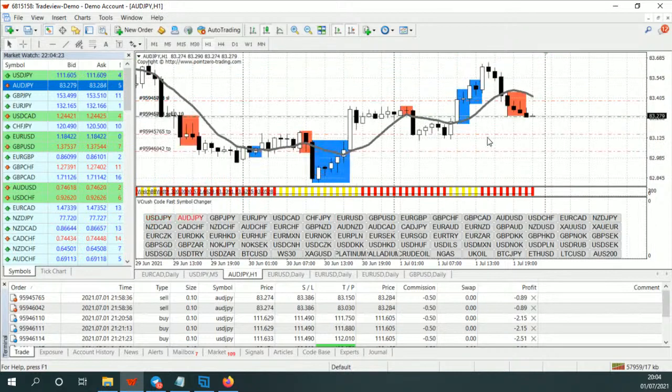Aussie Japanese yen is a sell. As you can see, it's a sell, 3 trade sell. So we have a chance of moving down and hitting our TPs. So no need to hurry about it. Just relax and wait for what happens.